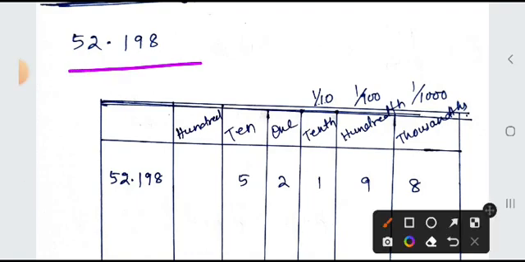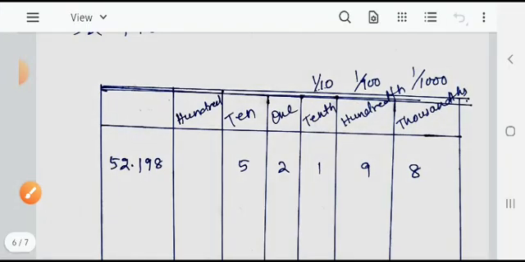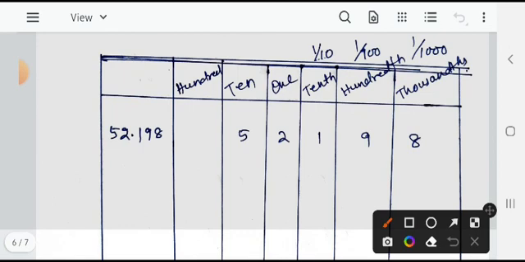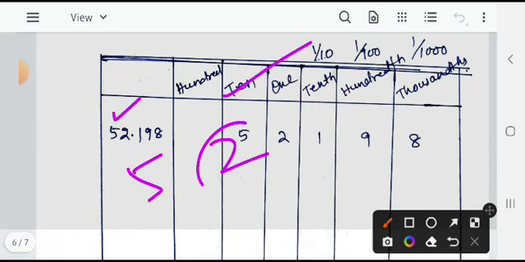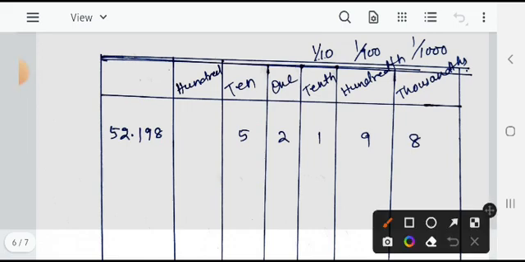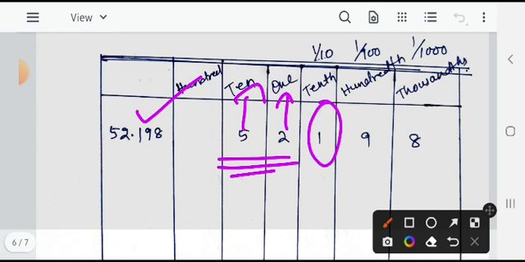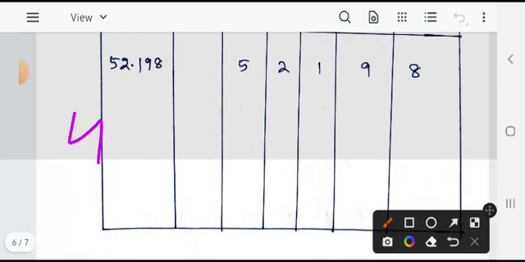Suppose we have 52.198. The whole part you will read as usual, that will be 52. But the decimal part here, 0.198, you don't have to read as one hundred ninety-eight, you just have to read it digit by digit: one nine eight. Okay, so what is the place value associated with the different digits present here? In 52.198, 5 is on the 10 place and 2 is on the 1 place. They are just before the decimal, so this is the whole part, and the place value is the same. After the decimal, the first digit 1 is present in the tenth place, 9 is on the second place, so that is the hundredth place, and 8 is present on the thousandth place.